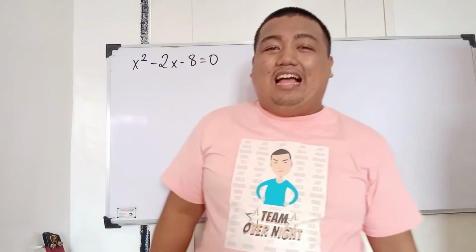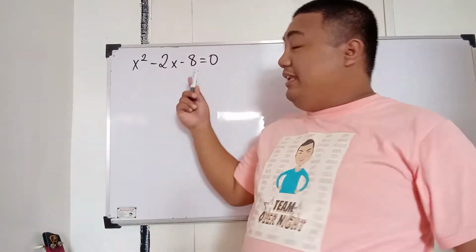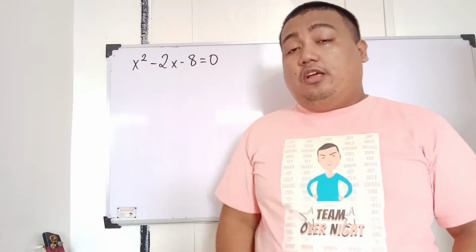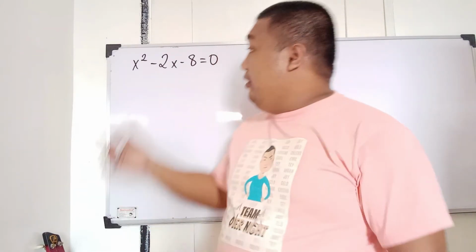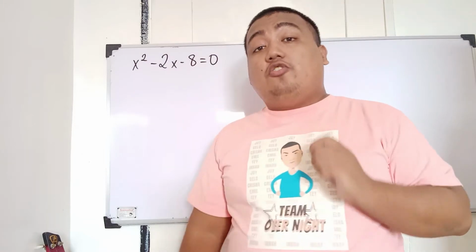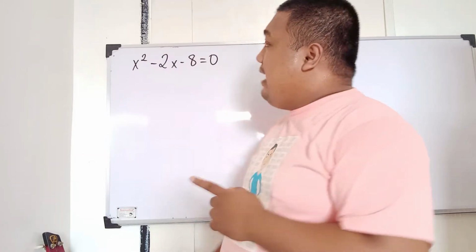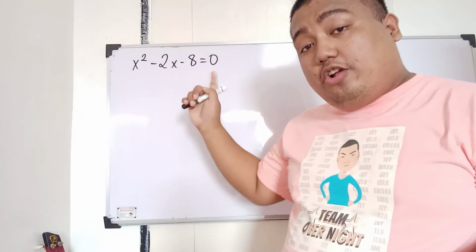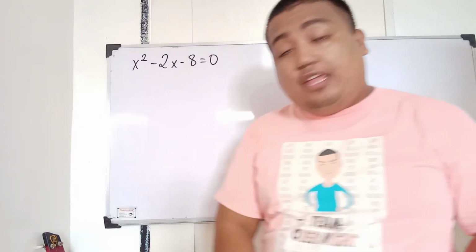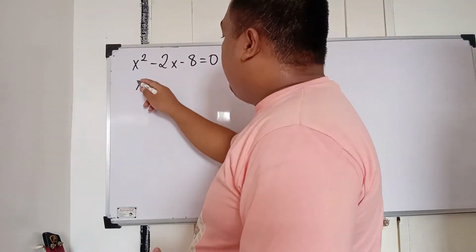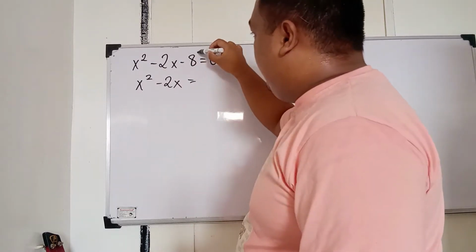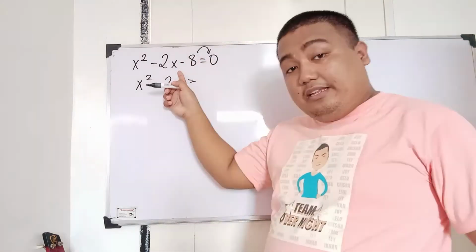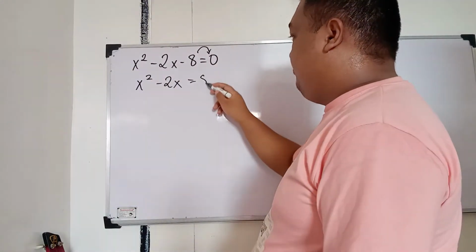Next example, ang given naman natin is x squared minus 2x minus 8 is equal to 0. Ito, iba naman siya sa una nating example dahil meron tayong constant term. So, anong una natin gagawin? Ang una natin gagawin is ilipat yung constant term on the other side of the equation. So, x squared minus 2x equals, put negative 8 on the other side. So, dahil minus yan, magiging positive.